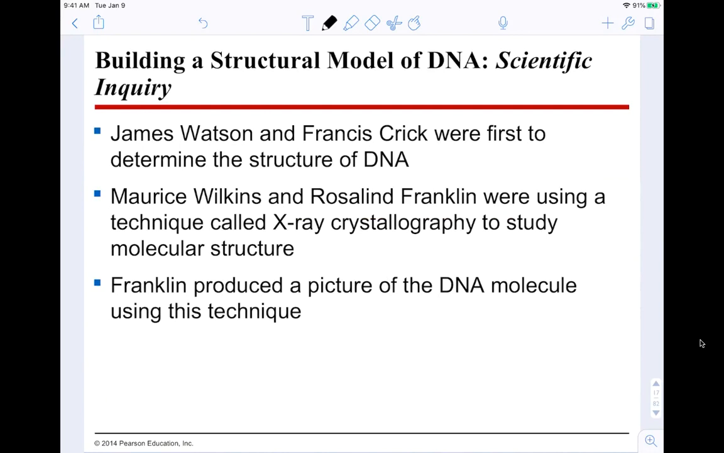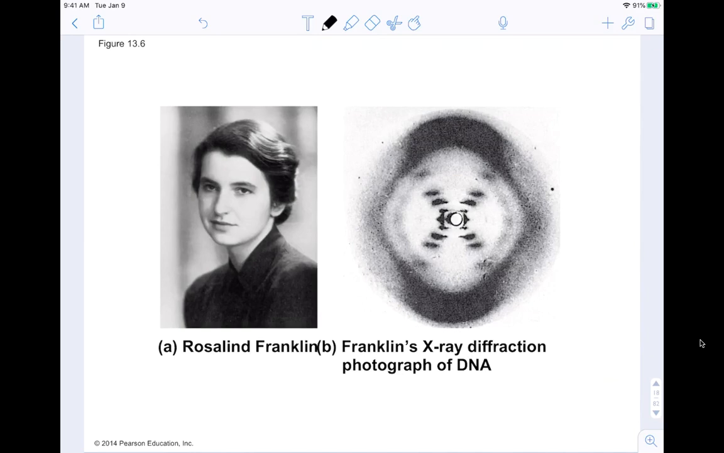Okay, so Watson and Crick were the first to determine the structure of DNA. Yay, we get to talk about Rosalind Franklin. So Wilkins and Franklin were using a technique called X-ray crystallography to study the molecular structure. So they actually discovered that it was some sort of round structure. So Franklin produced a picture of the DNA molecule using this technique. That's what actually led to her death, because she was around X-rays a whole lot, which is radiation, and that ended up killing her.